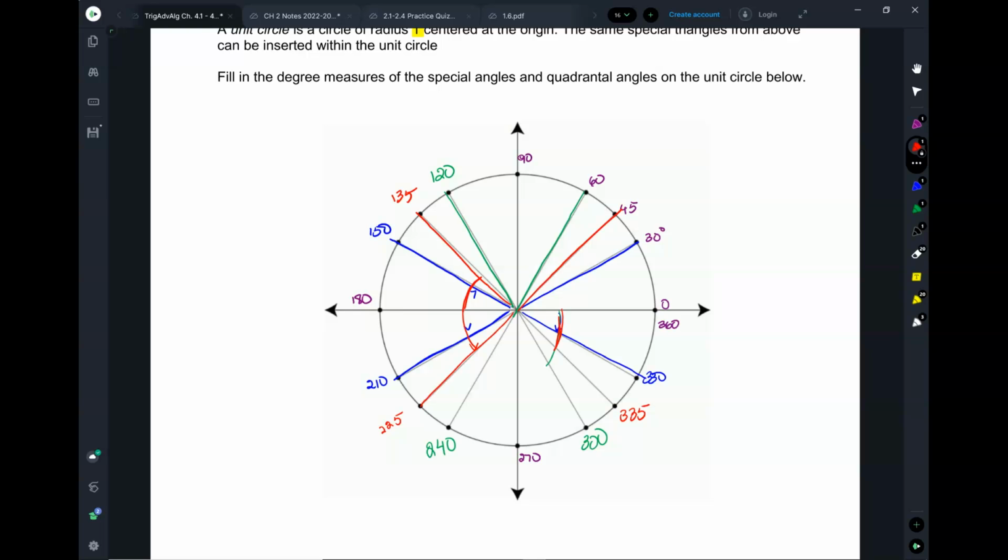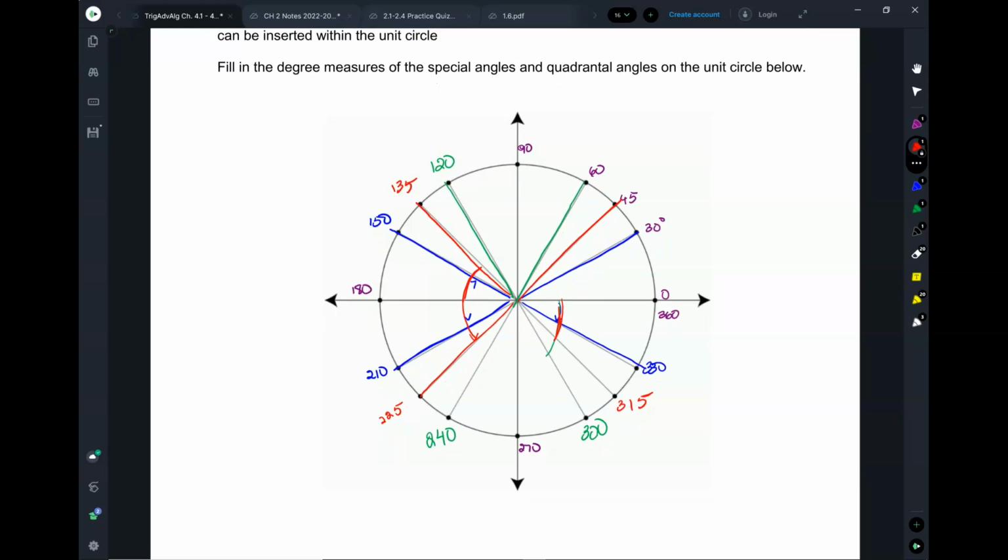Did you mean 315 instead of 330? Oh, yes, I meant 315. Sorry. That doesn't even make sense. Okay, so that's how we do the degrees.